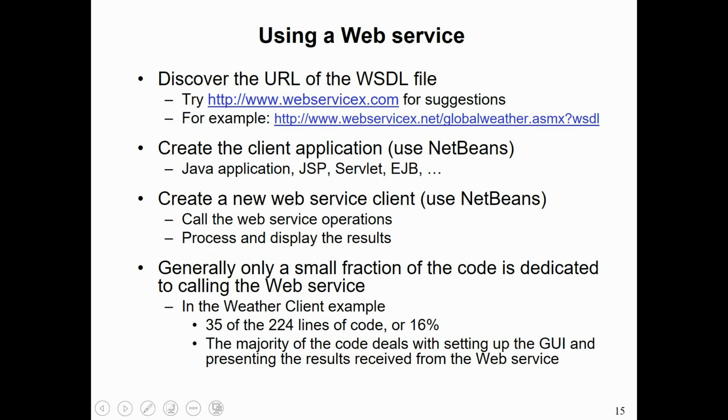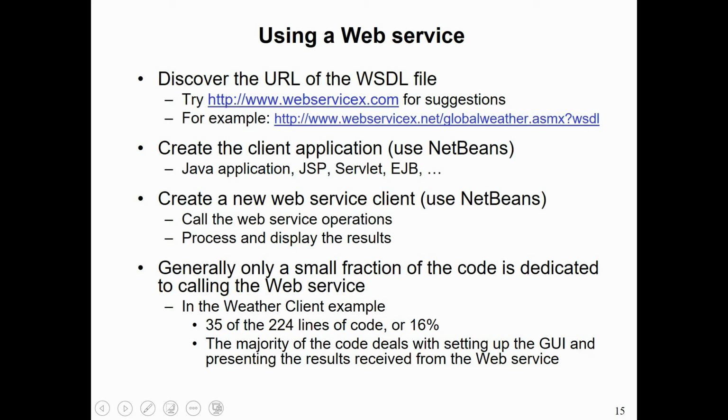Now, if we're going to use a web service, first of all, we need to know where it is. So we'll need the URL of the WSDL file, and then we can create an application that uses it. It might be a client application, or it might be a web service client. It could be any kind of program. In this module, we'll be using NetBeans to do that kind of thing. One of the things that we'll need to do is to connect with that web service and then call the methods within the service.